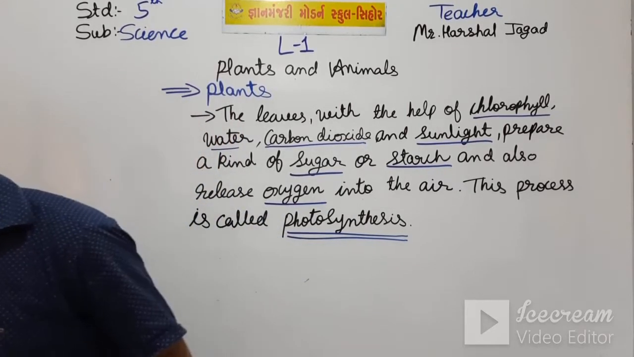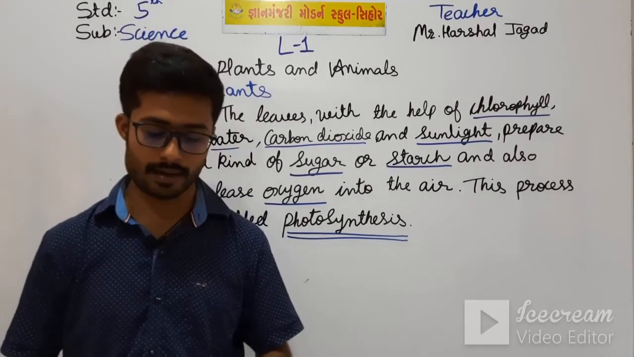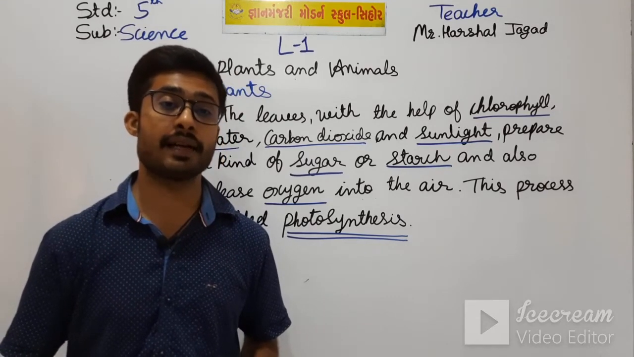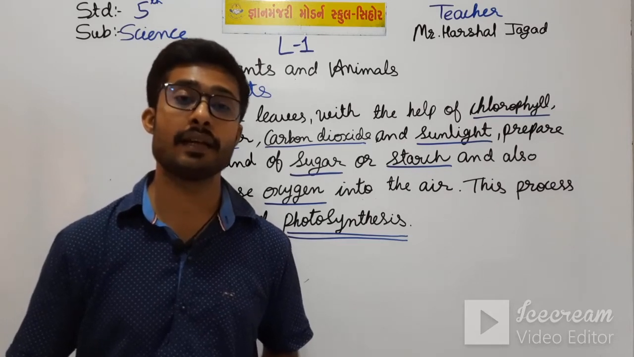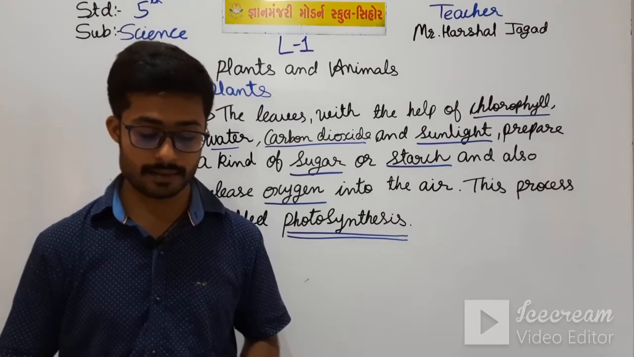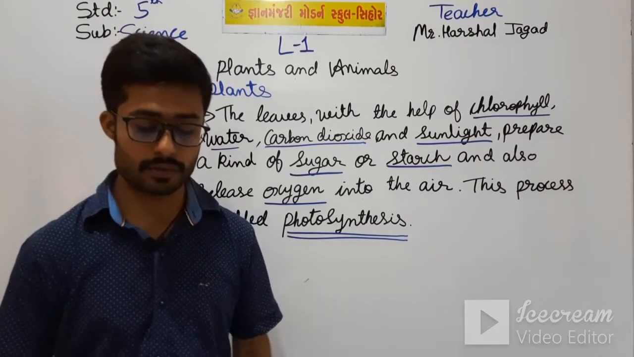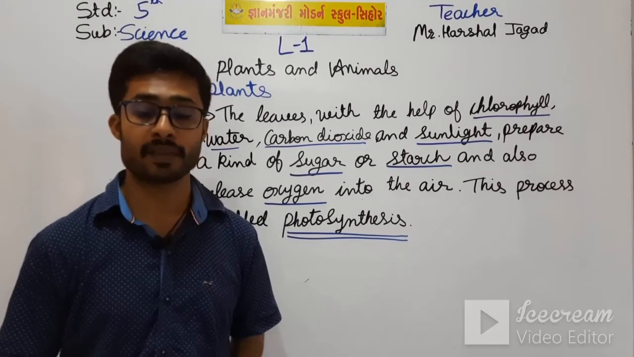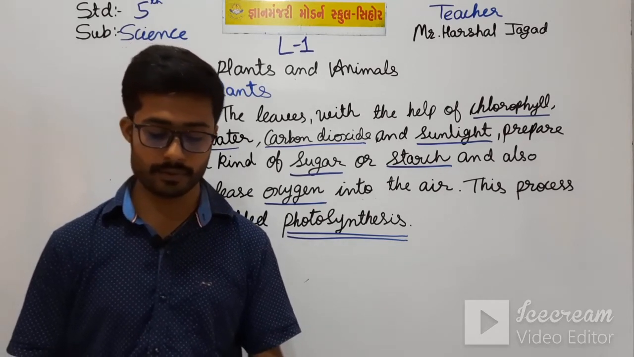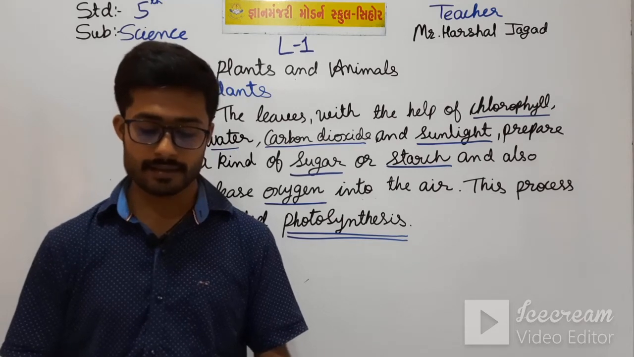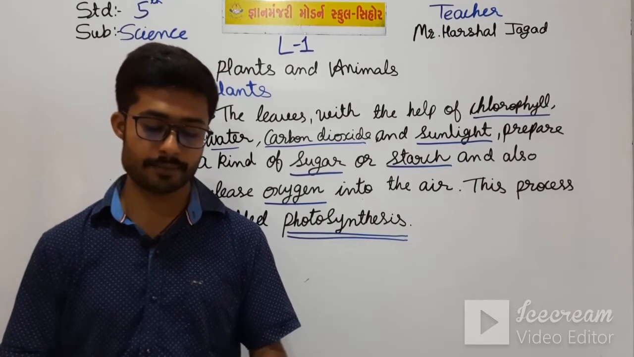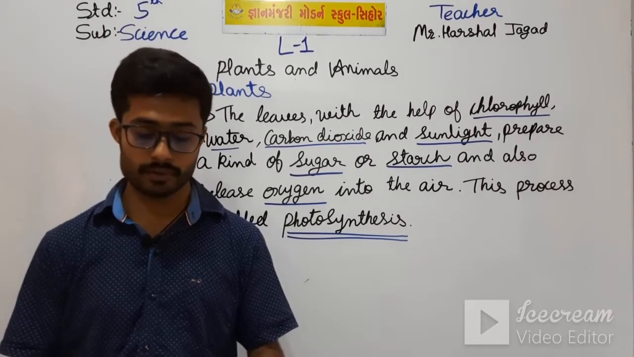Let's see further. Thus, the leaves are like the kitchen of the plants. If you are asked what the kitchen of the plants is, you have to write the answer: leaves. Okay students, plants use the food prepared by the leaves to grow and to produce fruits, flowers, seeds. Some plants such as carrot and beetroot store extra food in the roots, while sugarcane, potato and ginger store extra food in the stem. Grapes and apples store extra food in their fruits.